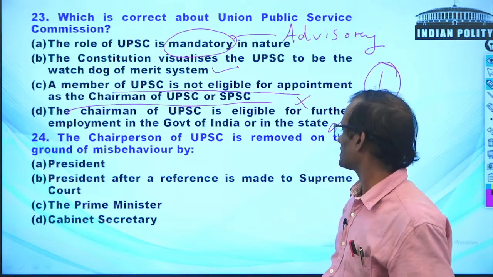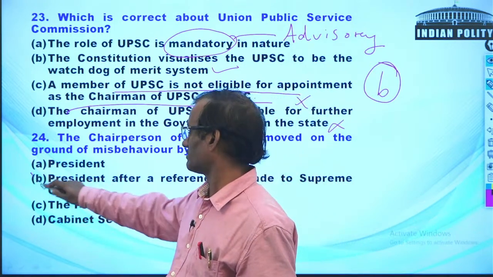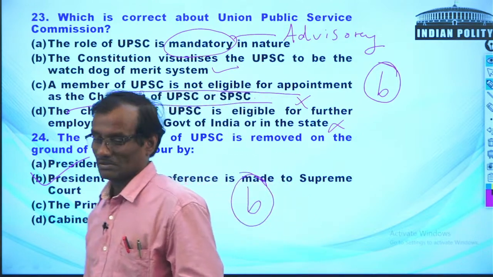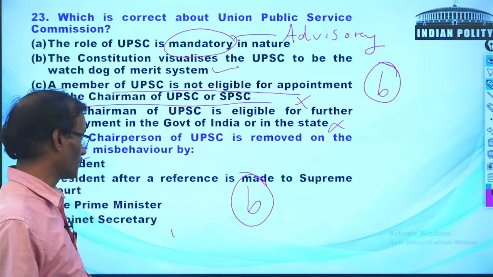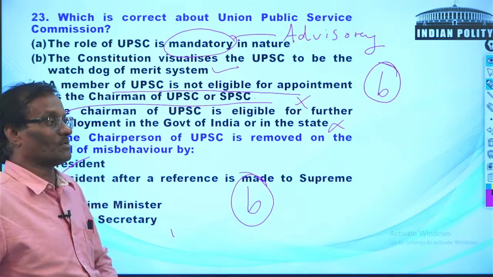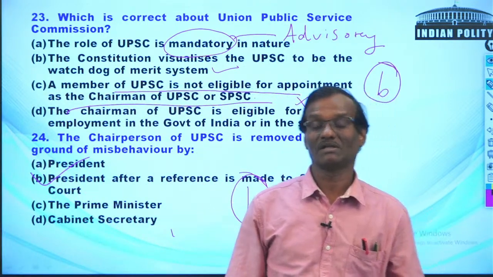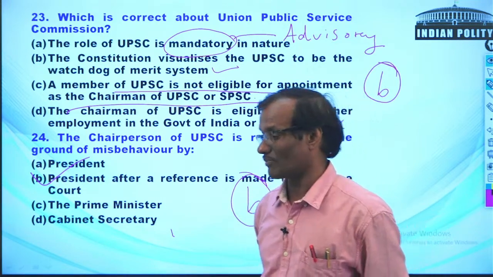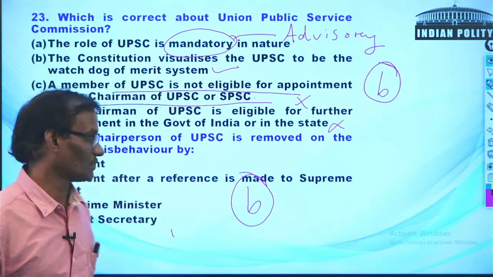The chairperson of UPSC is removed on the ground of misbehavior by the president. Yes, but the president acts after a reference is made to the Supreme Court. There are certain grounds that we have discussed in the previous question on which the chairperson and members of UPSC can be removed, like being an adjudged insolvent, unsound mind, and engagement in paid employment outside the duties of the commission.